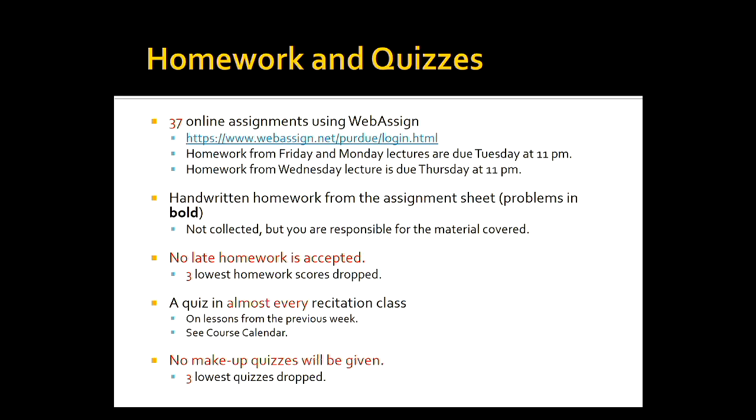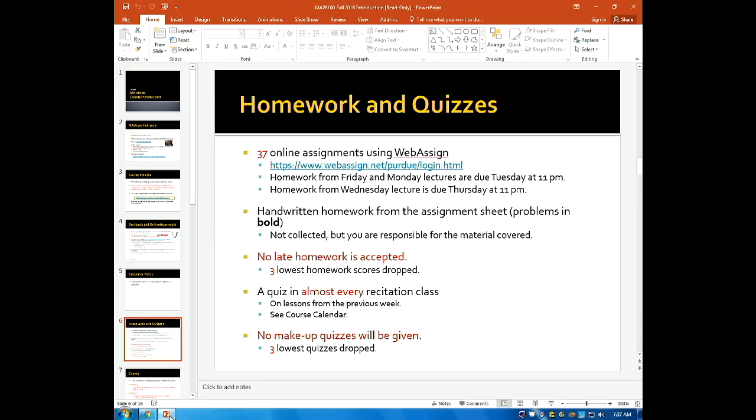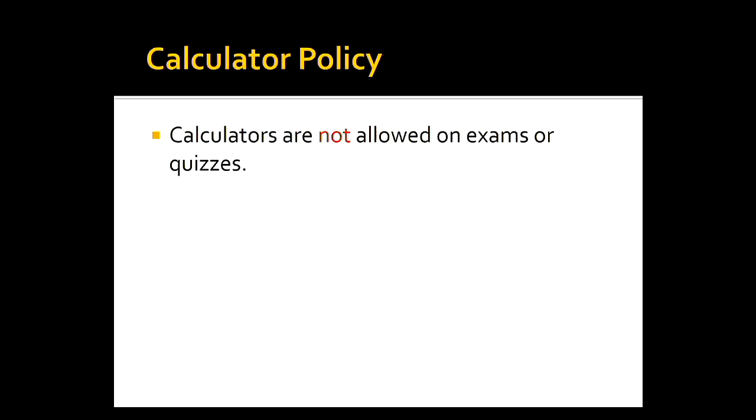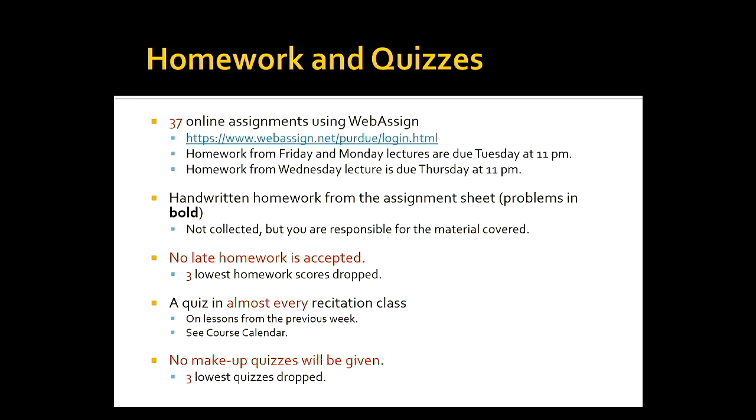No late homework is accepted for any reason, but we do excuse the lowest 3. There's a quiz in almost every recitation class on the lessons from the previous week, except this week. See the course calendar right here. All right, so the yellow ones are the recitations. So quiz 1 is next Tuesday. No makeup quizzes will be given for any reason, just like homework. But also, again, we drop the lowest 3 quiz scores at the end of the semester.